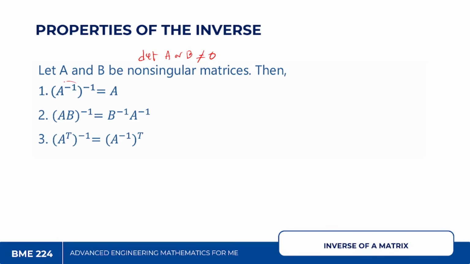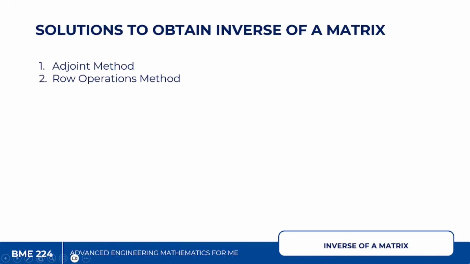We have here the inverse of A. Then, you get the inverse of that pa rin, then that is equal to A lang. Then, you have the product of A and B. The inverse of that, we can individually take the inverse, pero mauna yung B. Then, the inverse of a transpose is equivalent lang. Pwede din, kunin natin yung inverse muna, then ita-transpose natin yan. That is the same thing.